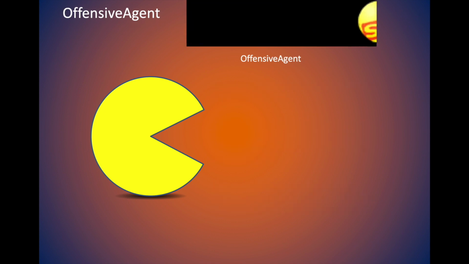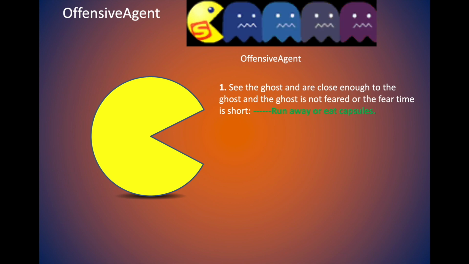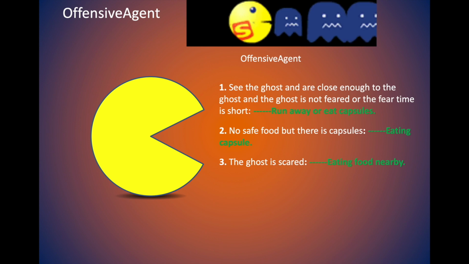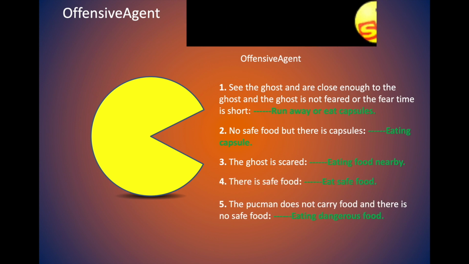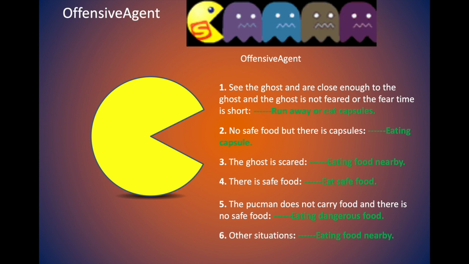The decision tree for the offensive agent can be listed as follows. Firstly, when we see a ghost that is close enough, we just run away or eat the capsule. Secondly, when there is no safe food, we just eat the capsule. Thirdly, when the ghost is scared, we eat the food nearby, and so on. Here is the 6th point of our decision tree.